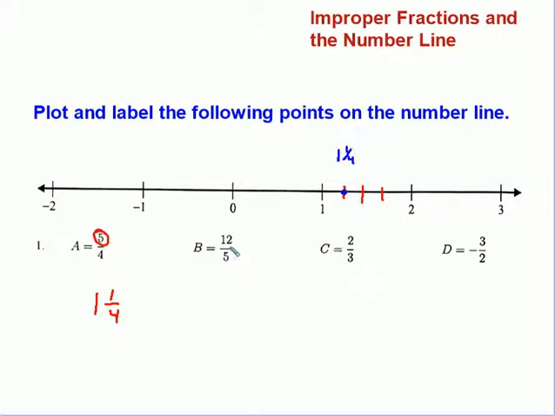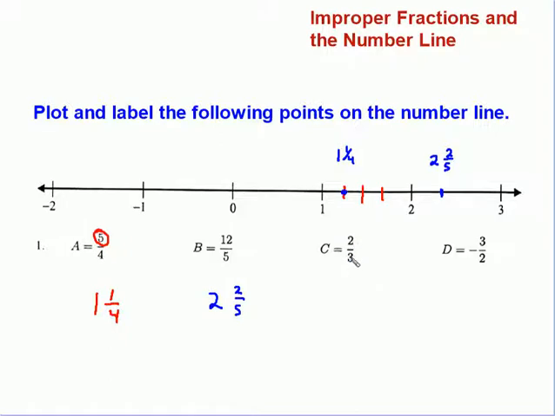5/12. Now 5 goes into 12 two times, with 2 left over. That gives us 2 and 2/5. So we could split this into 5 pieces, but I'm just going to guess and say right about here would be 2 and 2/5. 2 and 2/5.